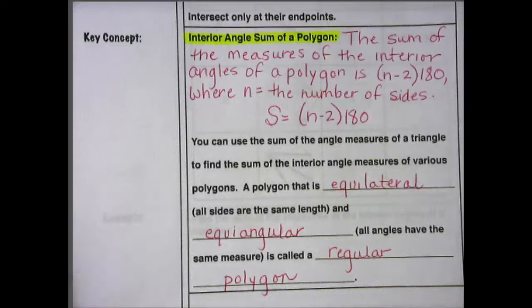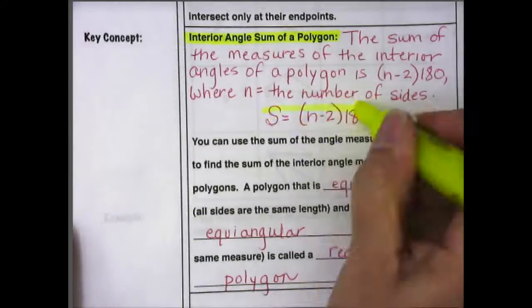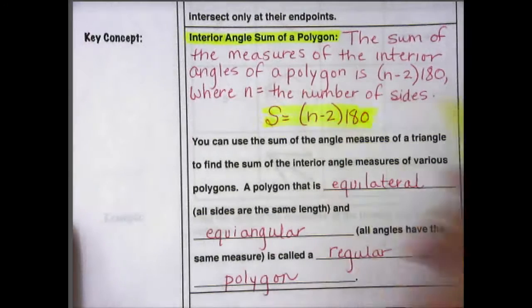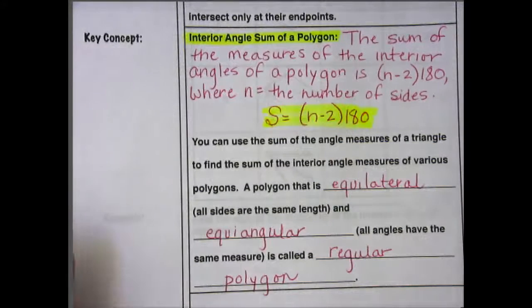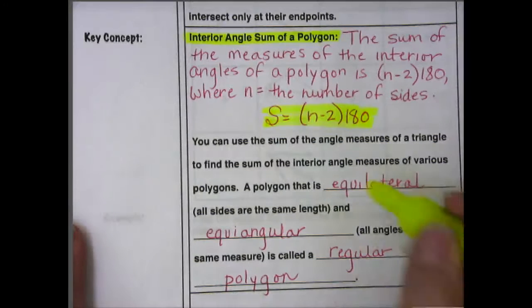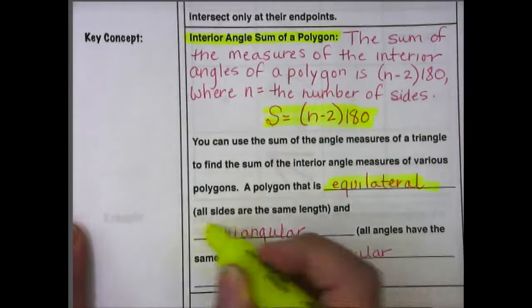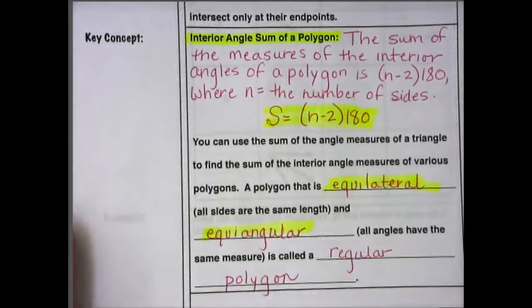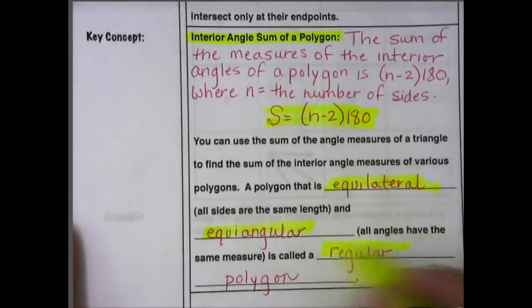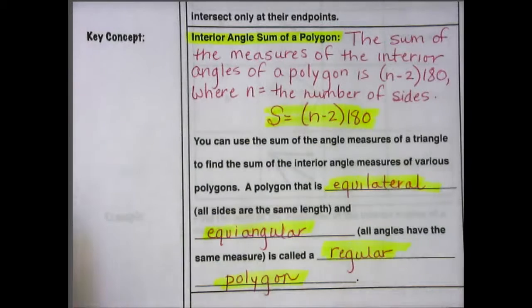So let's just go back with our highlighter. And this is something that's important that we're going to need to know. We'll have to remember that formula. And remember that equilateral means all sides are the same length. Equiangular means that all angles are the same measure. And when they are both, it is called a regular polygon.